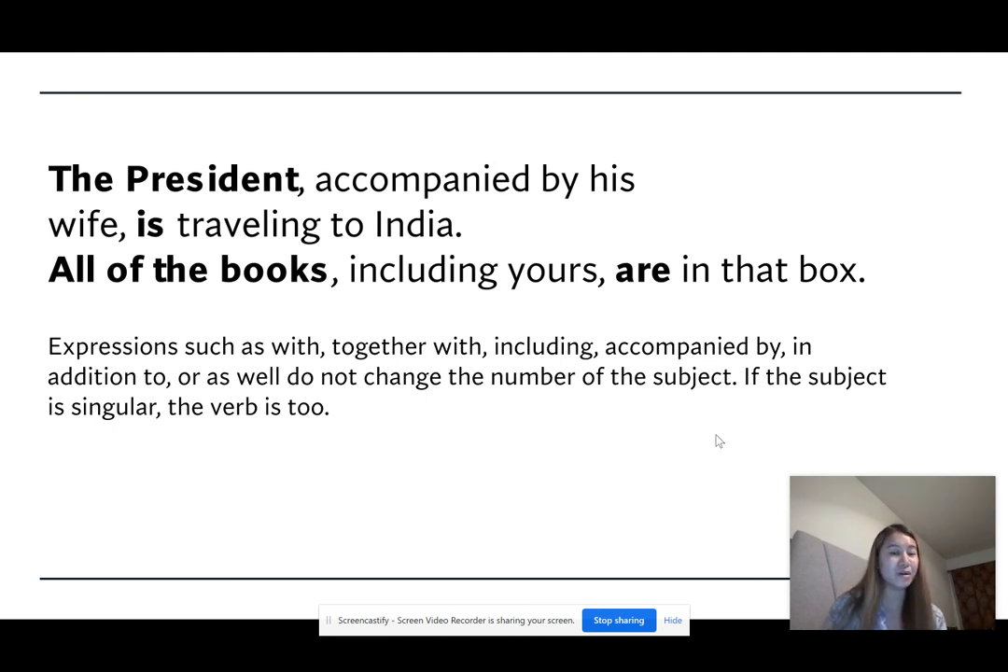Next, all the books, including yours, are in the back, are in that box, which is our subject. All the books. That's why I have are, and that's the end of the video.